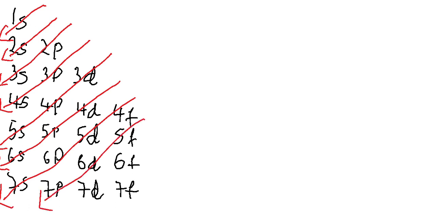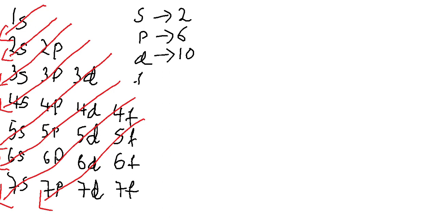And here we are done. Now remember that s allows a max of 2 electrons because there is only one orbital. p allows a max of 6 electrons. d allows a max of 10 electrons, and f allows a max of 14 electrons.